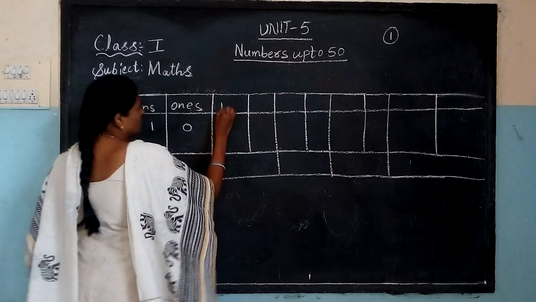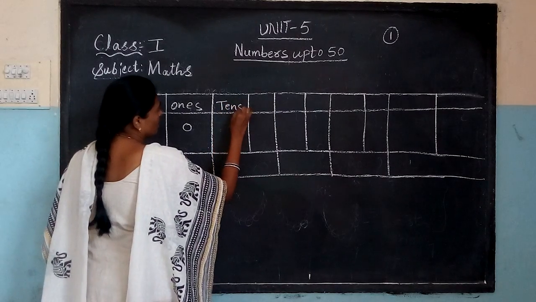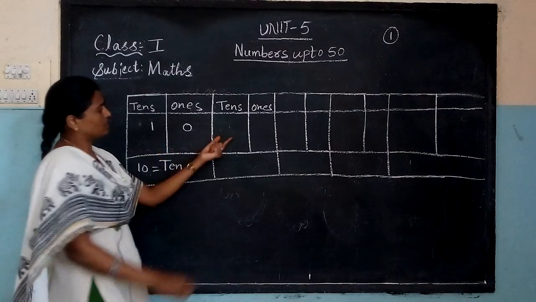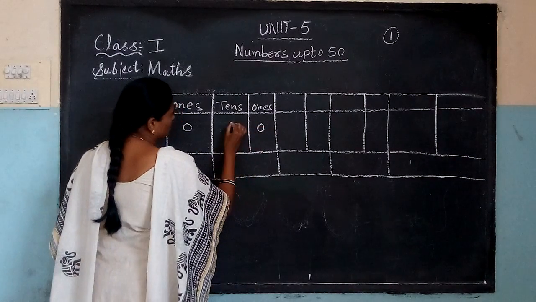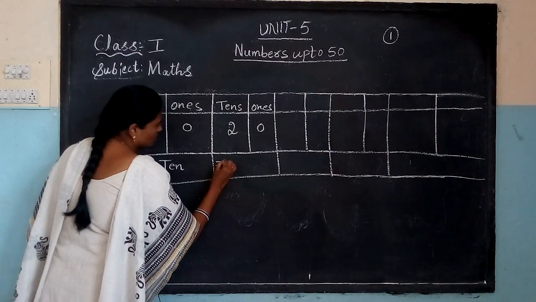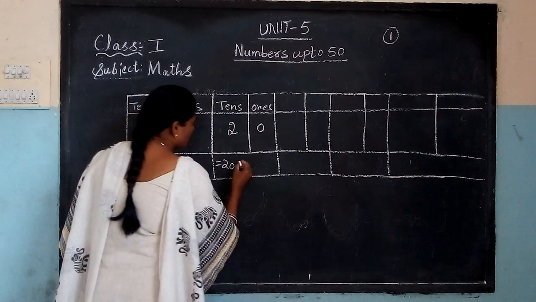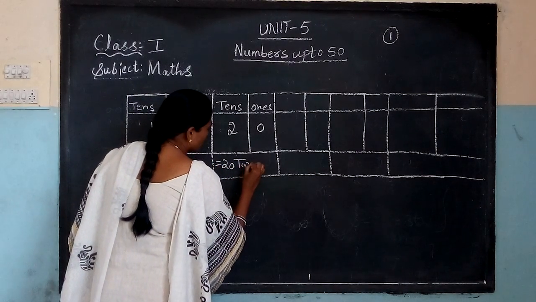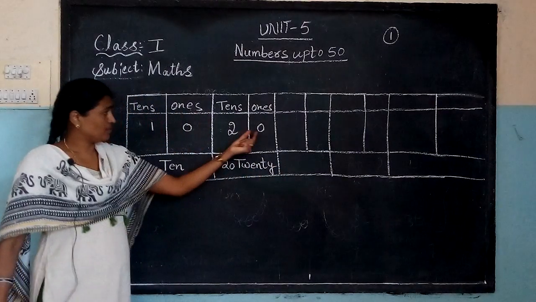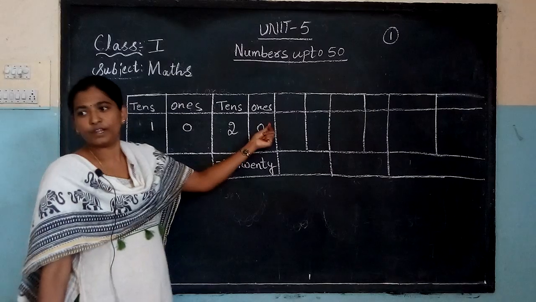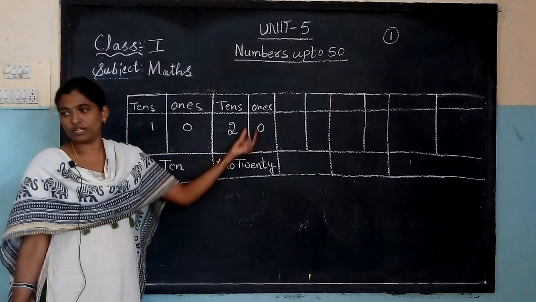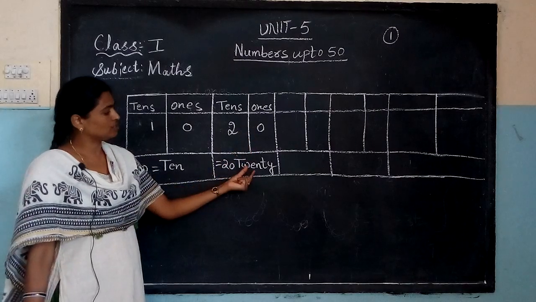Next one, tens and ones. Yes, next number, 10 completed. Next number: 0 is in ones column and 2 is in tens column. What did it become? 20. Spelling of 20 is TWENTY. You wrote the number and divided the number into ones and tens columns. Again you should write the spelling of 20 also. Number name of 20 also you should write.